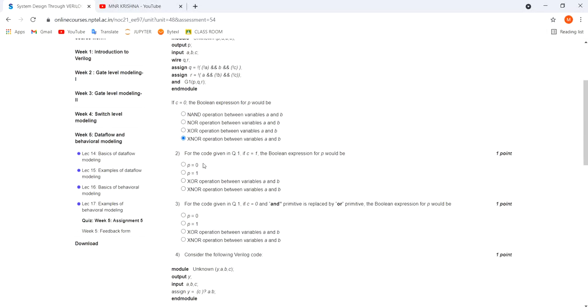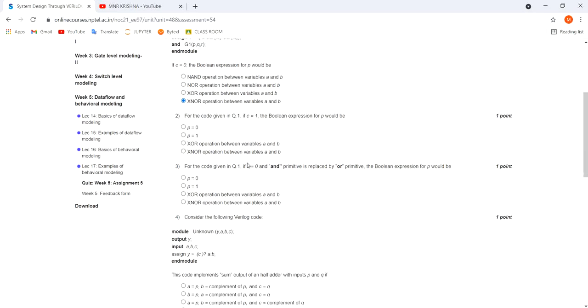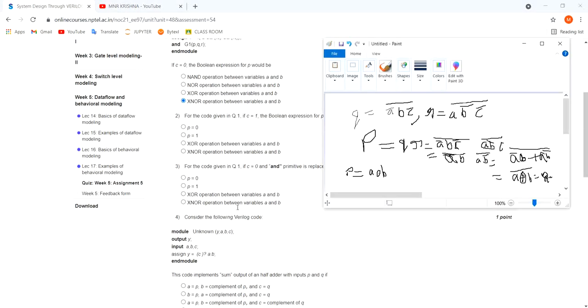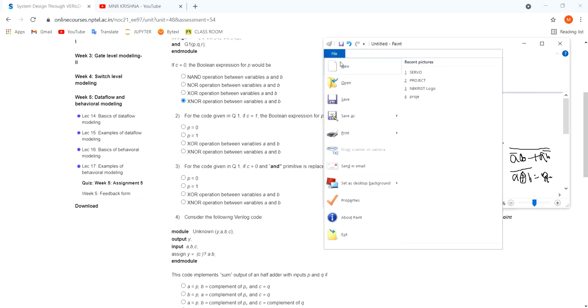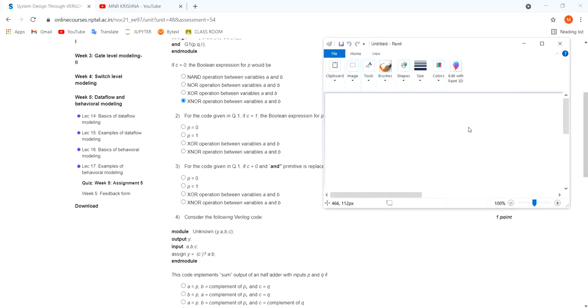And second question, for the given code in question number 1, if C is equal to 1, the Boolean expression for P would be. The same code is given, but the value of C will be changed to 1. Here same code will be here. If C is equal to 1, the C bar will be 0. Then the output of NAND will be 0.